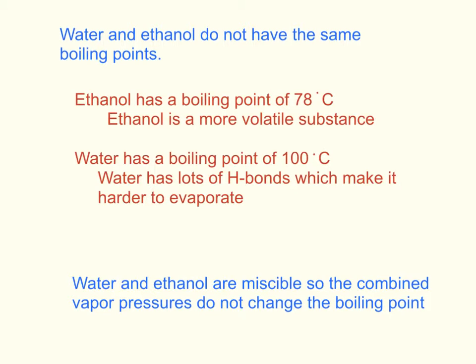Water and ethanol are miscible, so the combined vapor pressure does not change the boiling point as if it was an immiscible mixture. So ethanol will keep its boiling point, and it will evaporate out before the water. Of course, there will always be some water that will evaporate out with the ethanol.